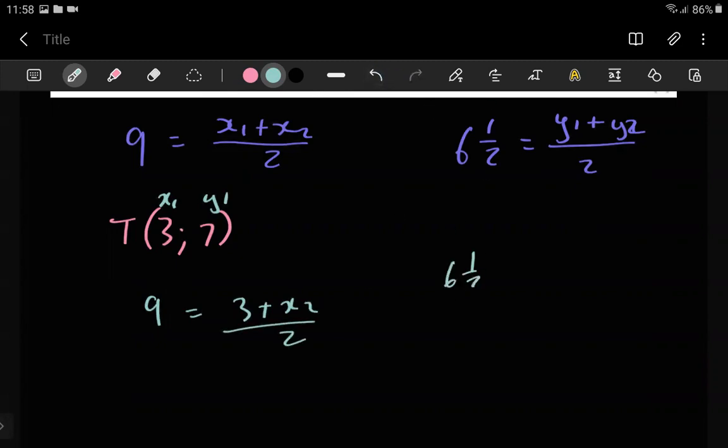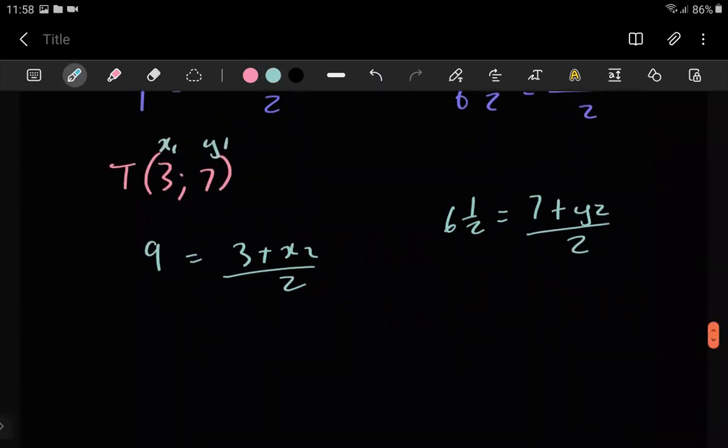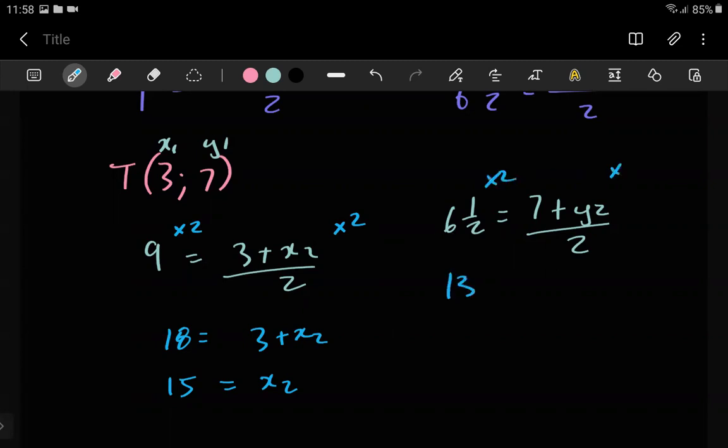6.5 here is equal to 7 plus Y2 over 2. And then we need to solve for the two values. So times by 2 here, times by 2. This is like 3 plus that, and this is like 15. Here, 15. 6.5 times 2. We have to be careful in the calculator. Shift fraction button. Then we put 6.5 there. Multiply that by 2. That's going to give us a 13. A whopping 13. So we're timing by 2 here, times it by 2 there.